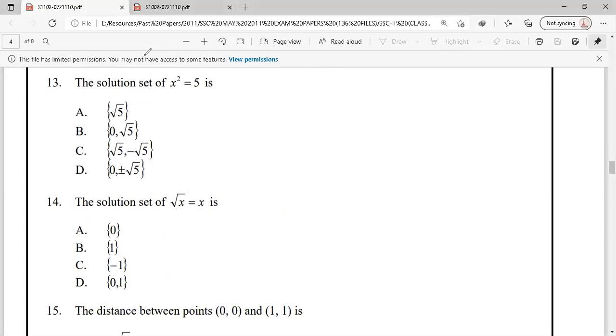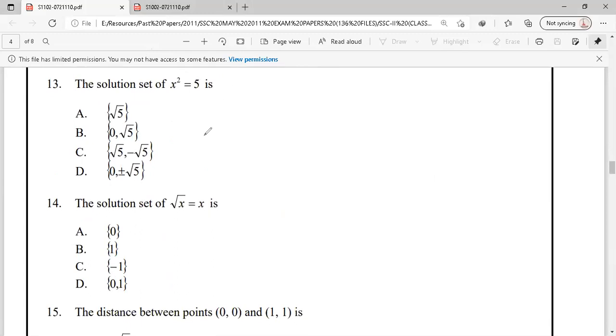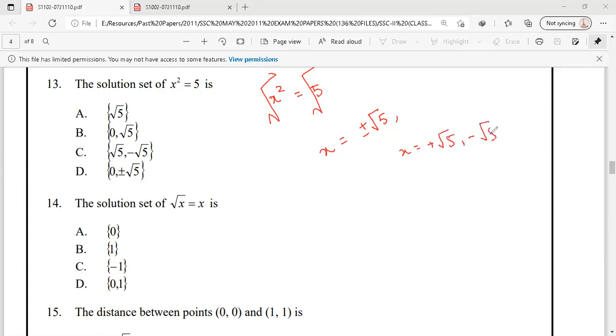Then let's come to question number 13 and 14. We have to find the solution set of this equation. x square is equal to 5, and by taking square root on both sides, x would be equal to plus minus root 5. So the solution set will be plus root 5 and minus root 5. So option C is our right answer.